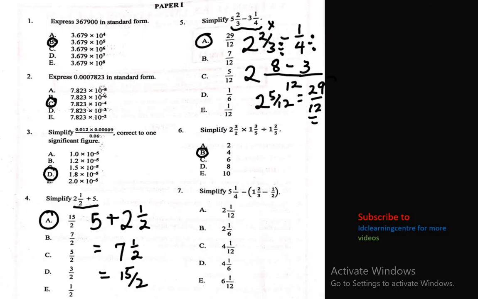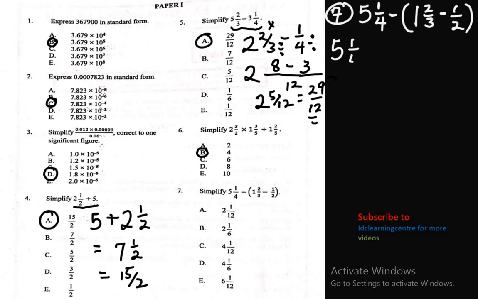For question 7, it says simplify 5 whole number 1 out of 4 minus brackets 1 whole number 2 out of 3 minus 1 out of 2. Okay, we must use the rule of BODMAS. Very important, don't forget that. So we have to solve for the term in the bracket. So we have 5 whole number 1 over 4 minus what we have in the bracket, 1 whole number.